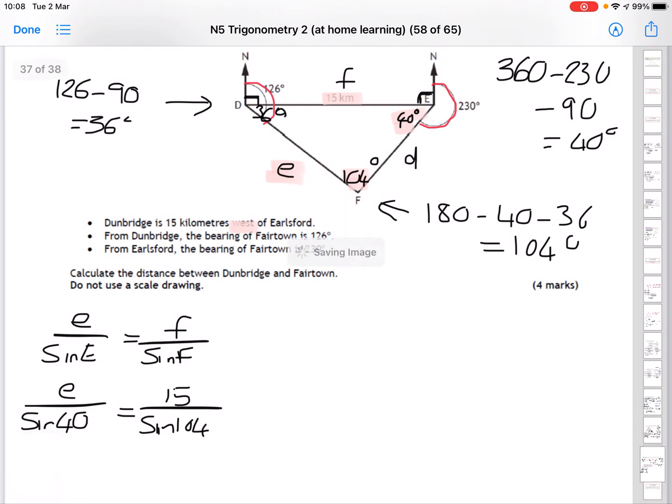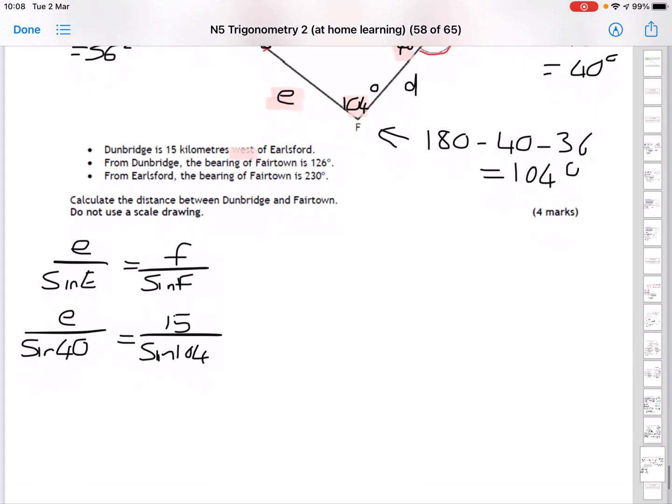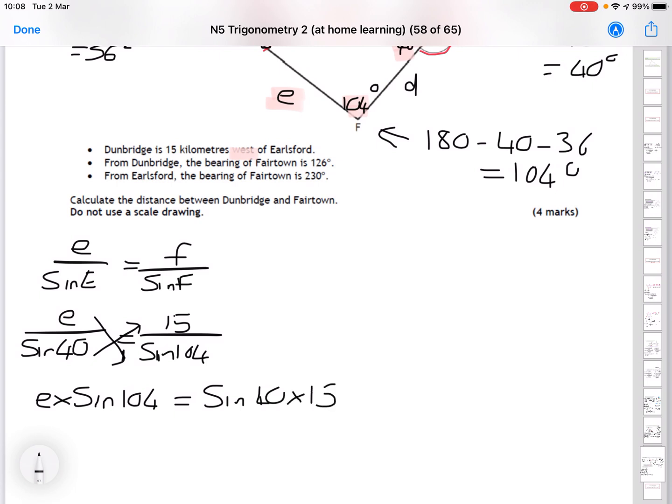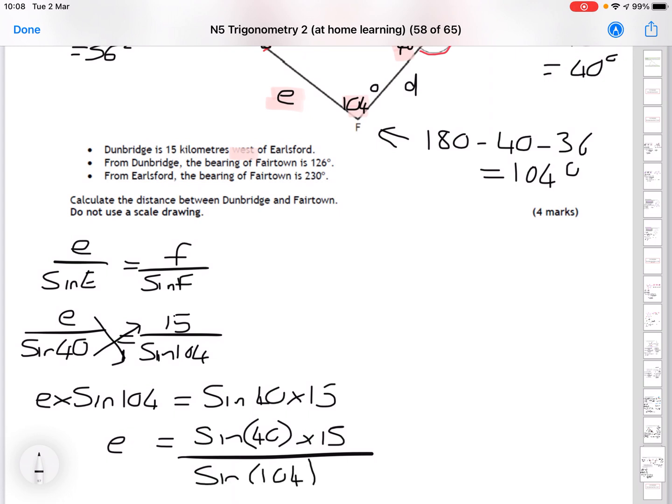Now we will do our cross multiply and solve. So E times sine 104 is equal to sine 40 times 15. And then to get E, we just have to divide by sine 104. So sine 40 times 15 divided by sine 104. And as a value here, we get 9.9, and the units here would be kilometres.